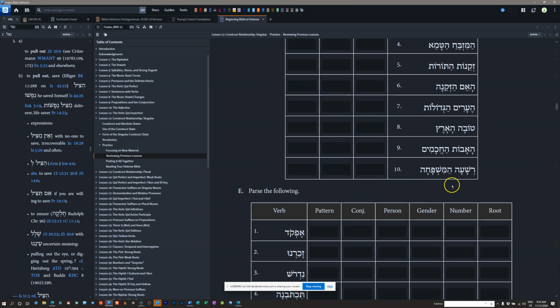Then number 10, we've got ra'ah hamishpachah. All right, so here we've got a definite article on the noun, but no definite article on the adjective. And also the adjective precedes its noun, so it's going to be predicative. The family is wicked. Looking at the adjective, ra'ah, we see qamets hey, so that's feminine singular.